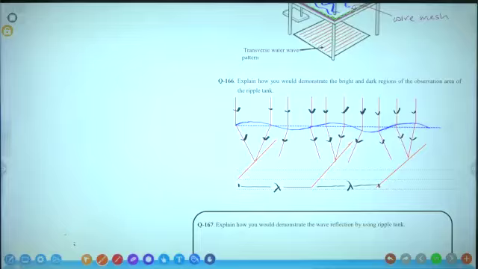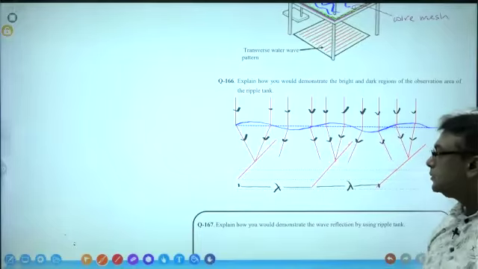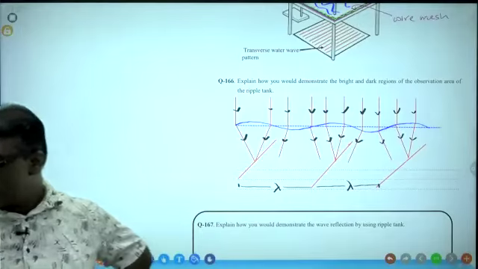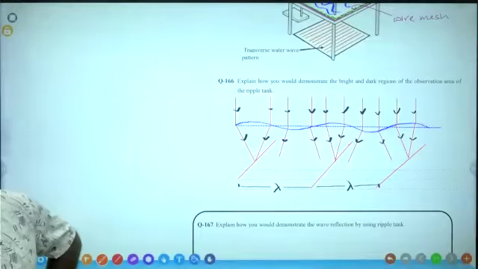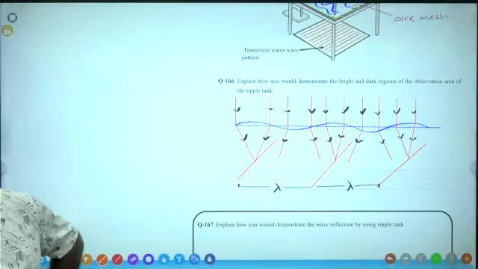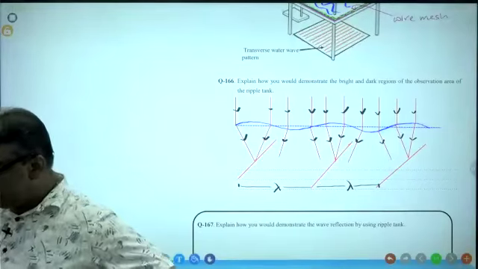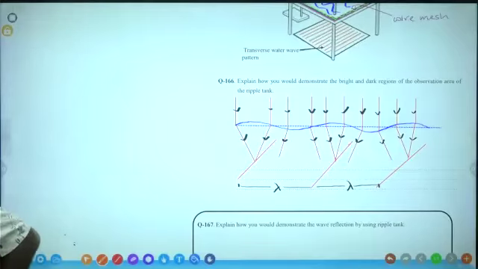But the light rays that fall on the trough are diverged, then a dark region results.